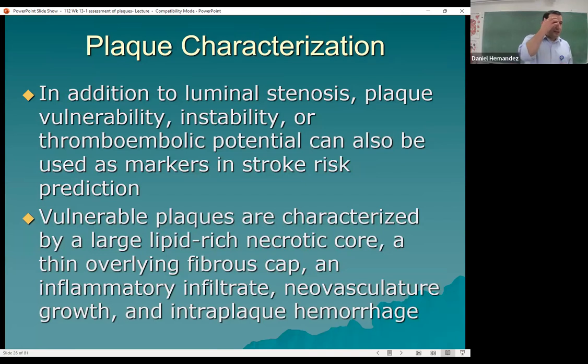So our characterization of plaque is important because it helps to determine how vulnerable or how unstable that plaque is, and if that patient is high risk for that plaque potentially breaking apart and embolizing. So we can use our plaque characterization to determine a patient's potential stroke risk.